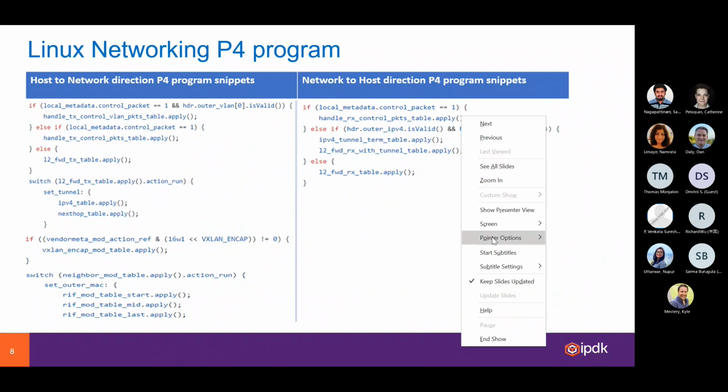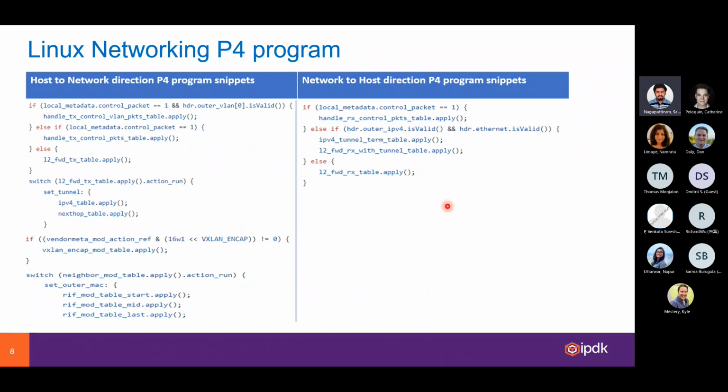Yes. Okay. Hello all. Thanks Namrata for the introduction and deep dive into the technical details. So let us start with the P4 program that we are talking about till now, the Linux networking P4 program. This is the apply block of the P4 program that we are going to target today. This P4 program has the intelligence to differentiate between host to network packets, which are our TX packets, and network to host, which are our RX packets. Apart from this direction intelligence, it also can differentiate between control packets and data packets.